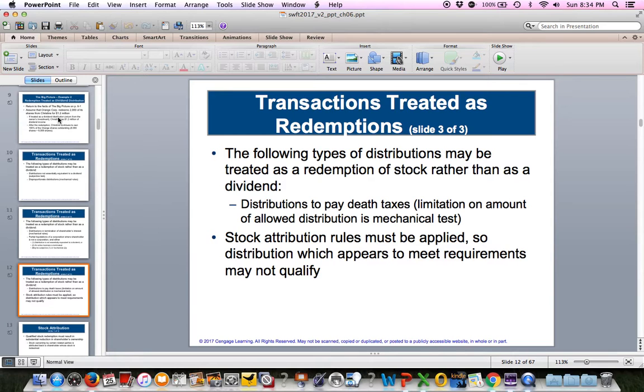The following types of distributions may be treated as redemption of a stock rather than as a dividend. A distribution to pay a death tax. There's a limitation on the amount of allowed distribution, and stock attribution rules must be applied. So the distribution, which appears to meet requirements, may not qualify.